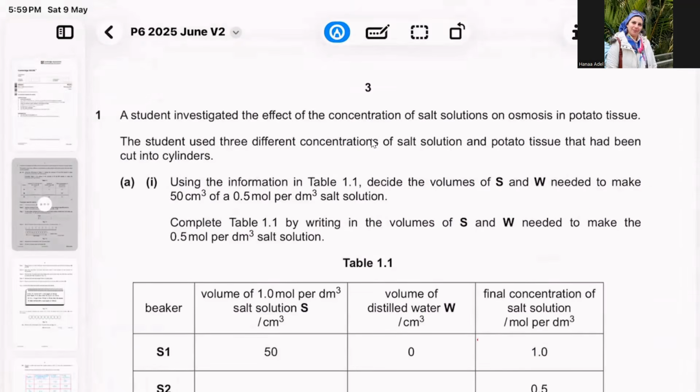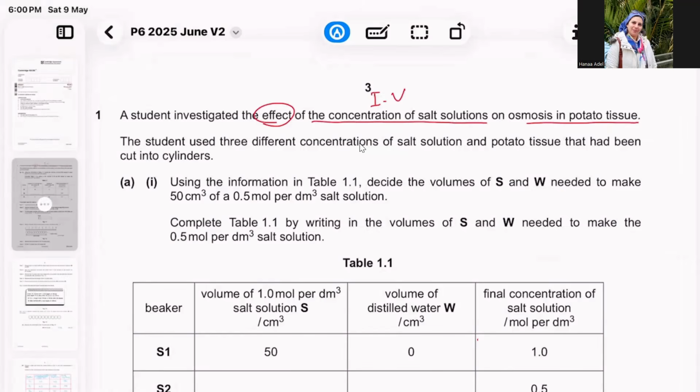Question 1. A student investigated the effect of concentration of salt solution on osmosis in potato discs. So when we find the words "effect of", we have to know that after these words comes the independent variable, or changed variable. So when he asks what the independent variable is, we say it is the concentration of salt solution on osmosis in potato tissue. And this has to be measurable.